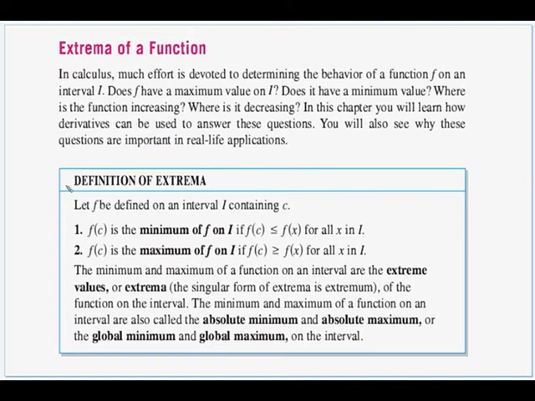So here in the definition box, we have the official definition of an extrema. Let f, some function, be defined on an interval I containing point c. Number 1, f of c is a minimum of the function f on that interval if f of c is less than or equal to all other f of x's on that interval. And 2, f of c is a max of f on that interval I if f of c is greater than or equal to all other f of x's across that interval.